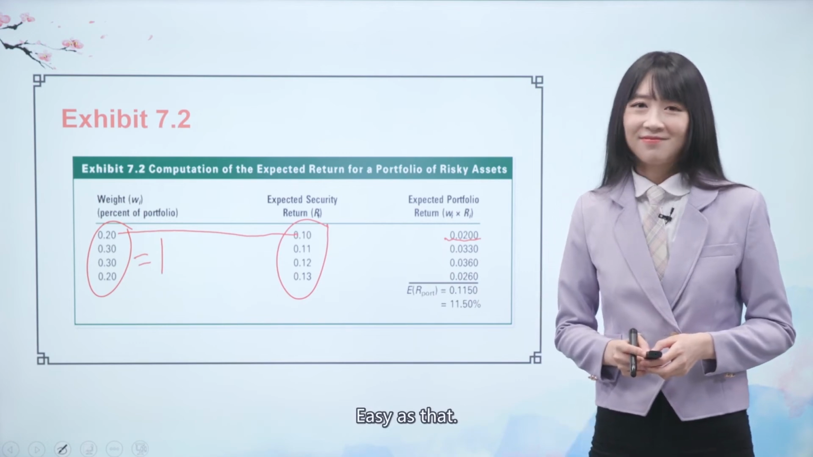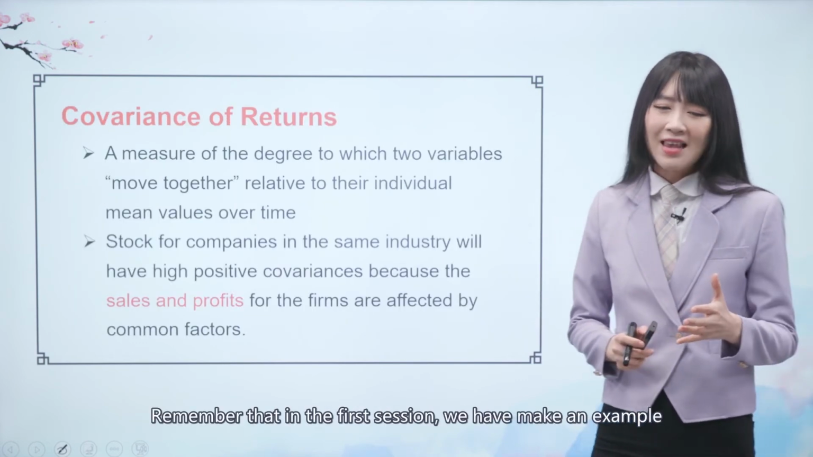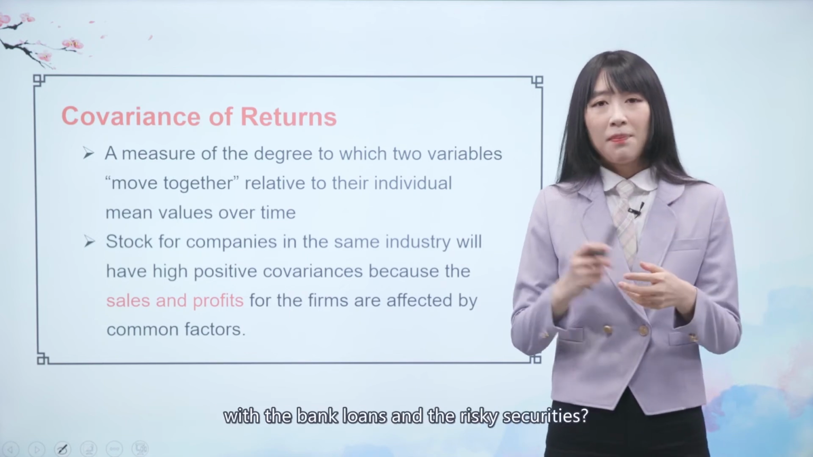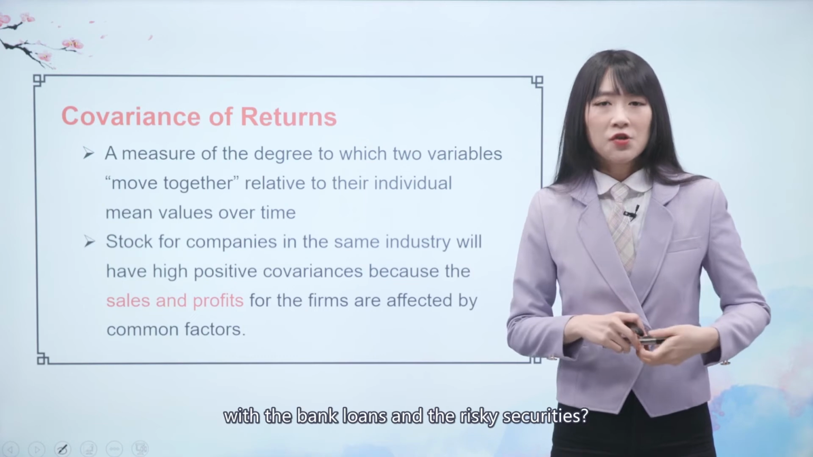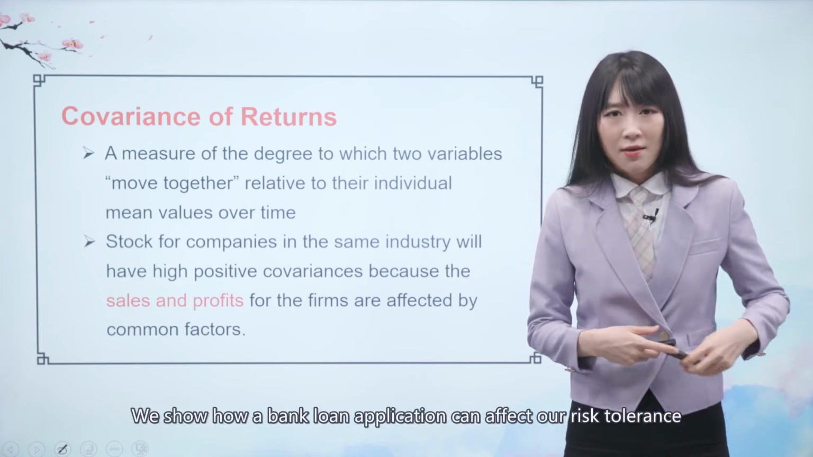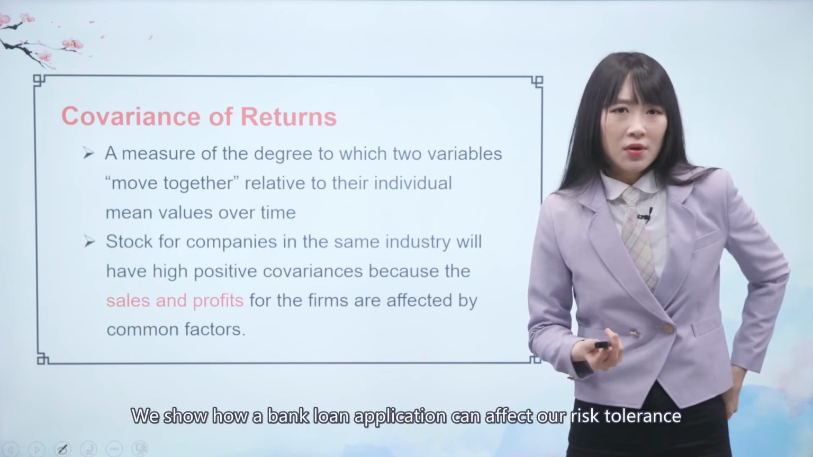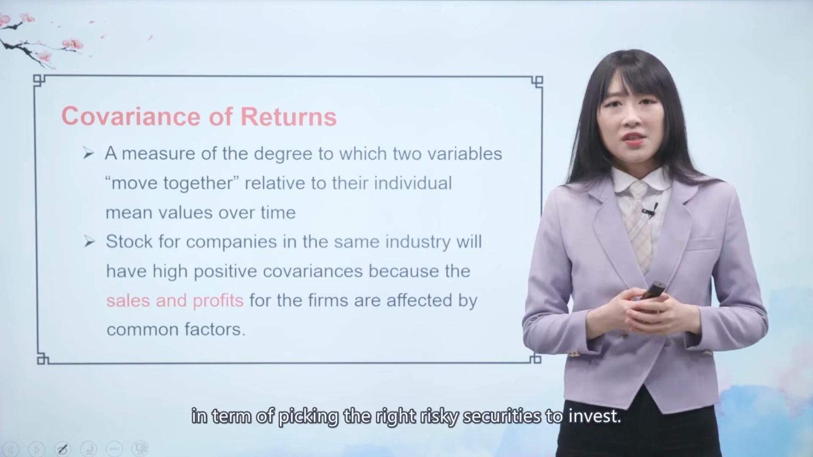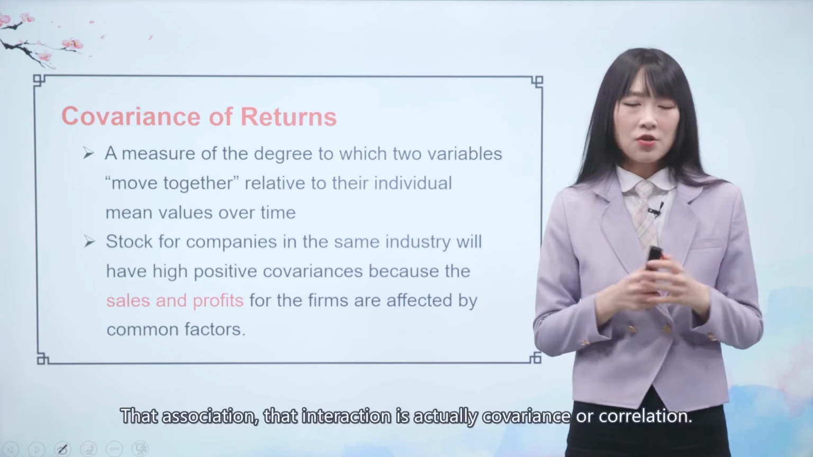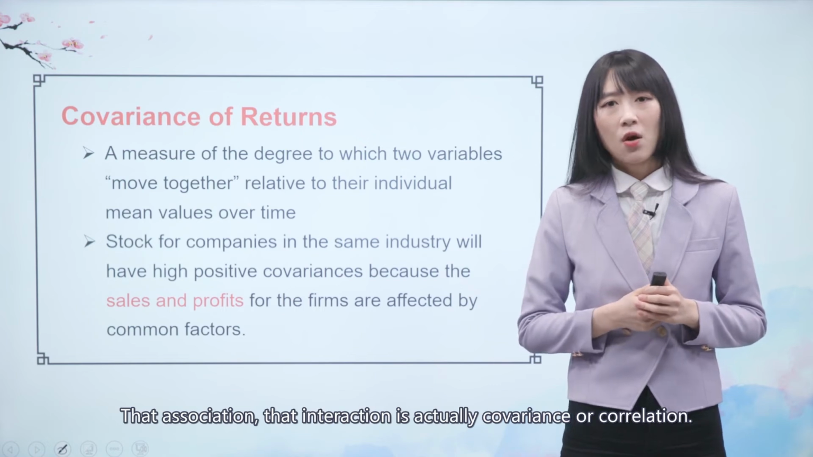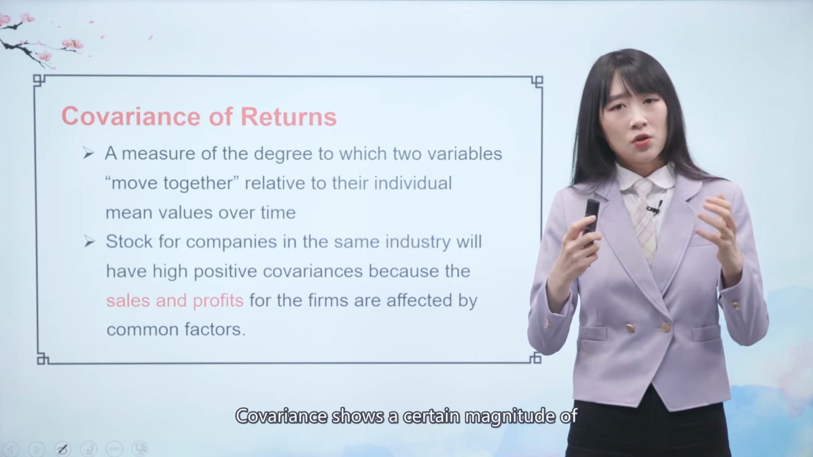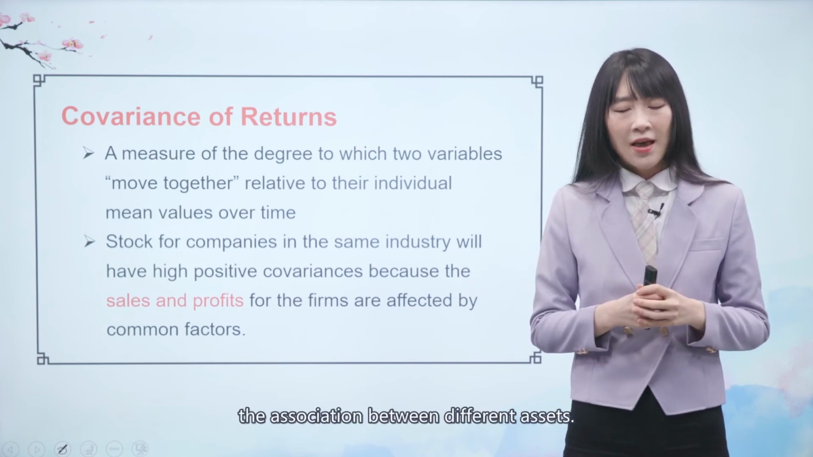Easy as that. Now, remember that in the first session, we made an example with the bank loans and the risky securities. We showed how a bank loan application can affect our risk tolerance in terms of picking the right risky securities to invest in. Remember that? That association, that interaction, is actually covariance or correlation. Covariance shows a certain magnitude of the association between different assets.